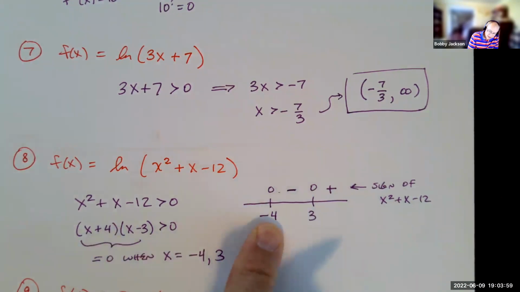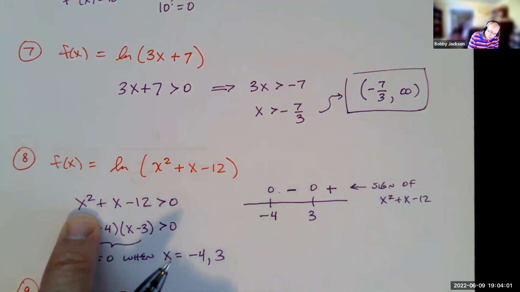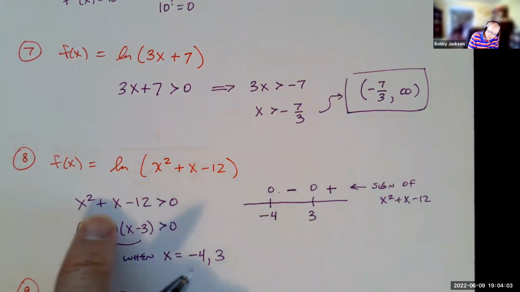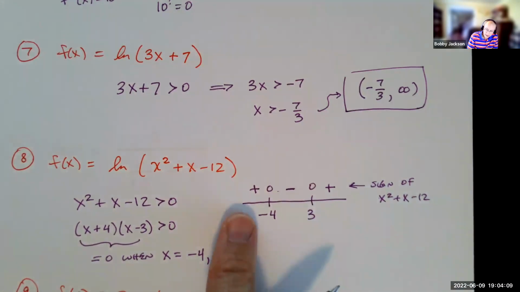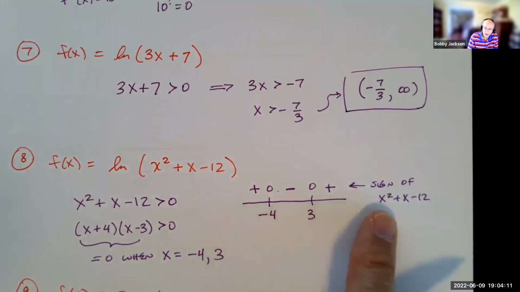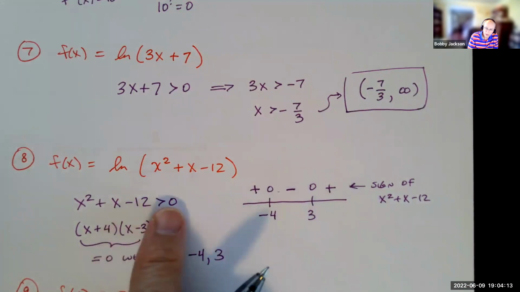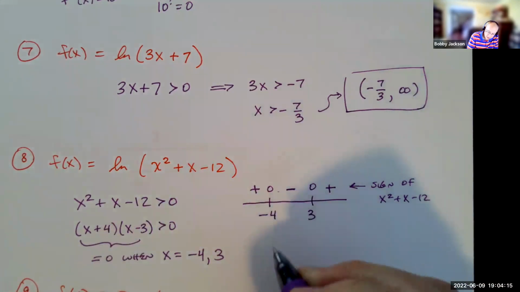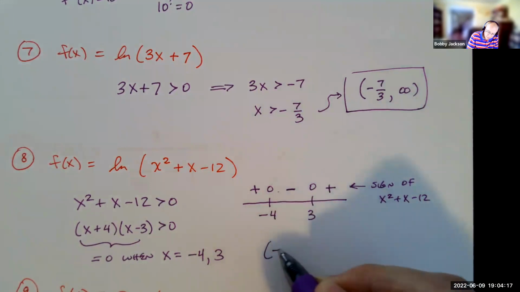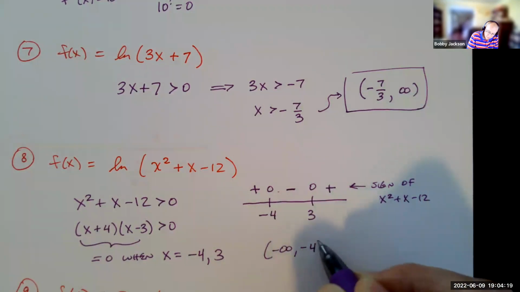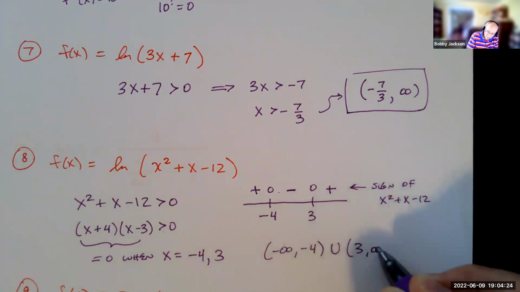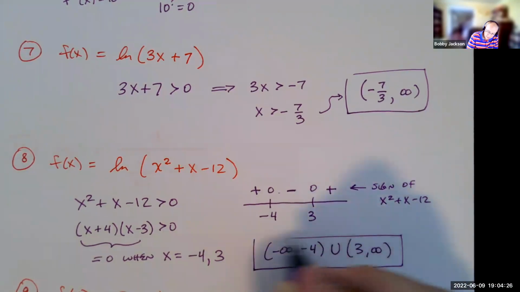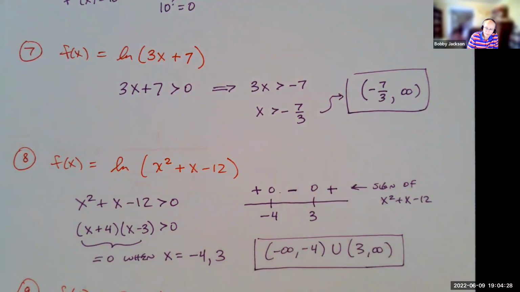And then anything less than negative 4, like negative 5, squaring negative 5 gives me 25, plus a negative 5 is 20. 20 minus 12 is again 8, positive again. So here's the sign of that polynomial. And what do we want that polynomial to be? Greater than 0. It's greater than 0 when we're less than negative 4, and when we're greater than 3. And there's the domain.